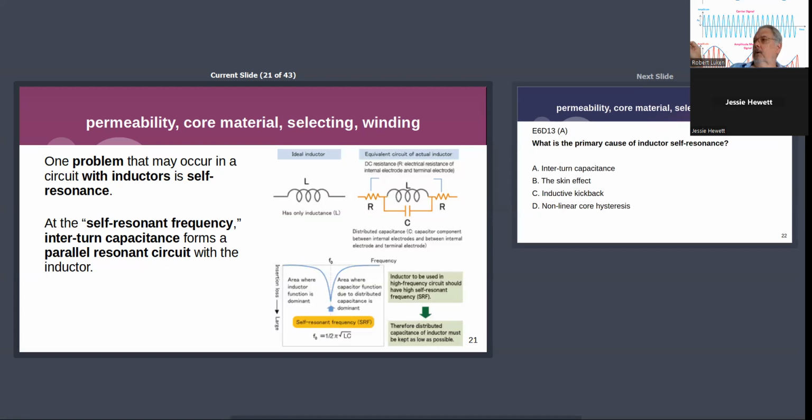So if you can figure out what the distributed capacitance is, then you can calculate what the resonant frequency is going to be, the self-resonant frequency. Well, how do they do that when you're working at 3 gigahertz or something like that? The same way you do it at 1 kilohertz.